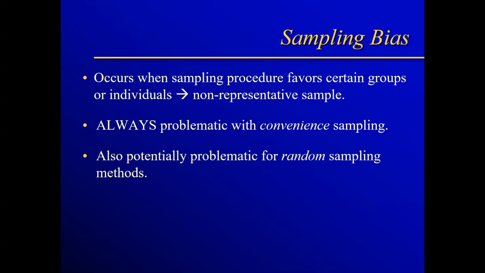So our sample is biased. But it is also potentially problematic for random sampling methods. There's always a chance that even if it's completely random, your sample is still biased. So sampling bias is a problem that occurs in any way that you get your sample, but particularly in convenience sampling and the non-probability sampling methods.